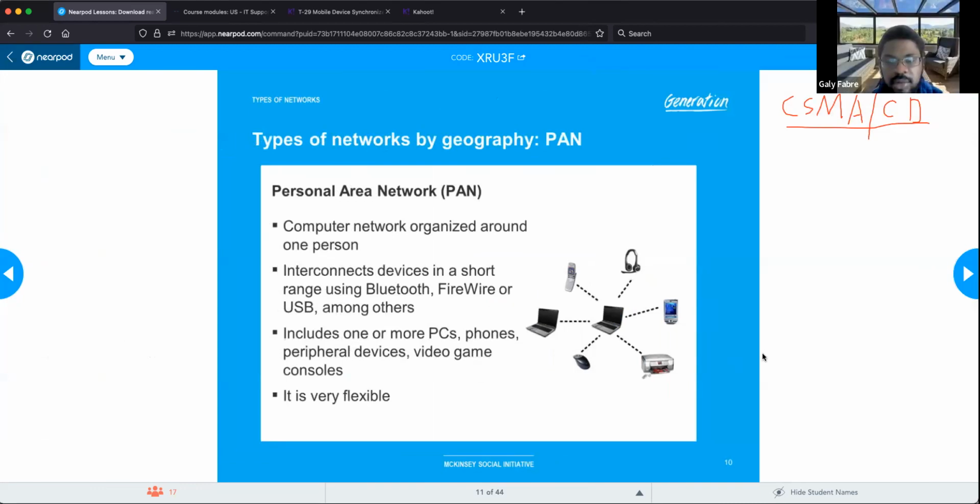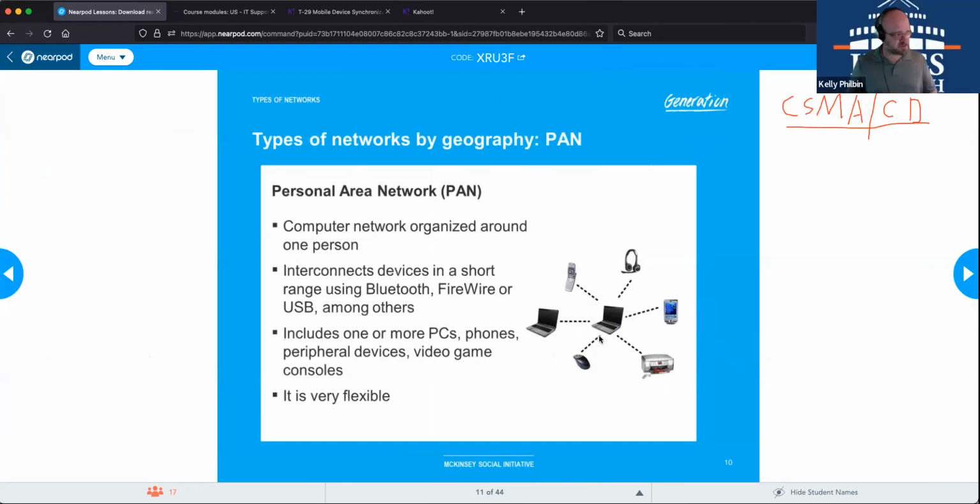Because you would have that centralized device, which would be your computer, or if you're out and about, maybe your phone. But say at your house, you have your phone connected to your computer, your wireless headphones connected to your computer, or a wireless keyboard and mouse. All of these devices create that network, because you're utilizing wireless technology to communicate with your keyboard and your mouse.